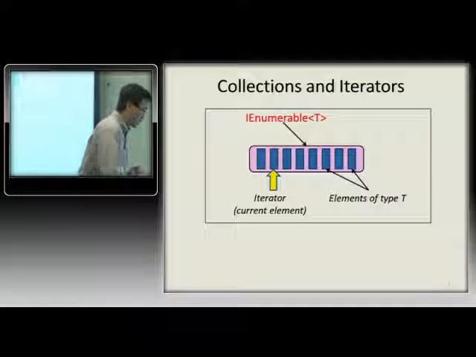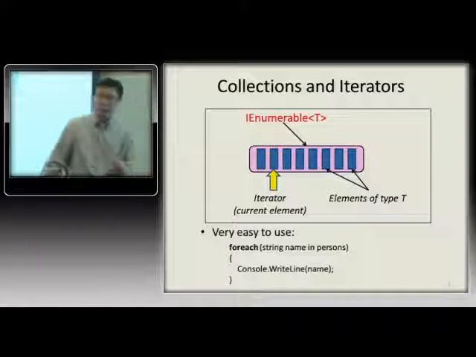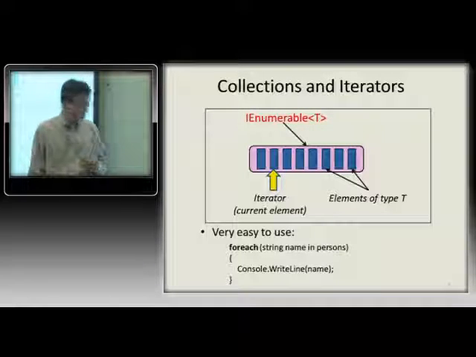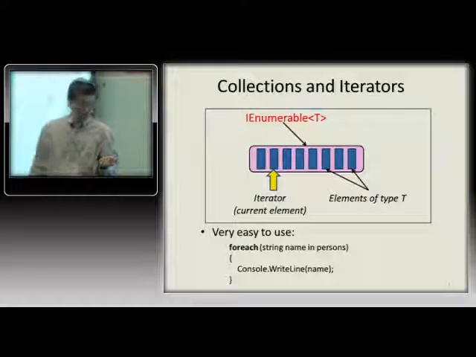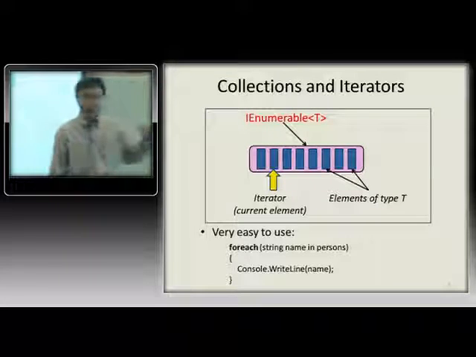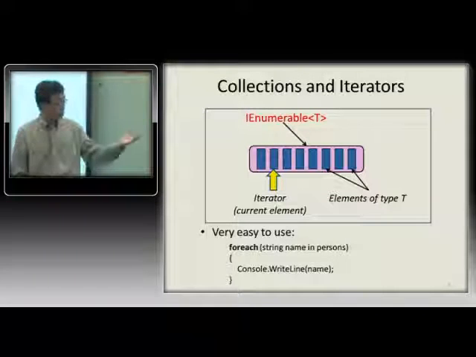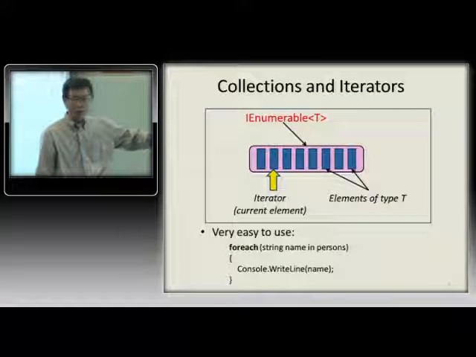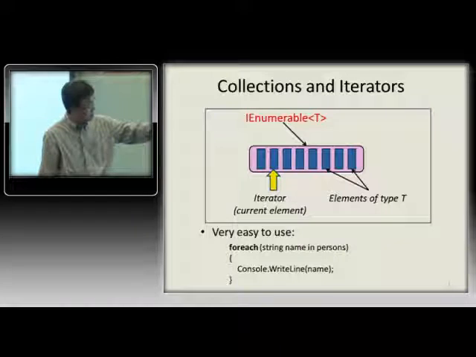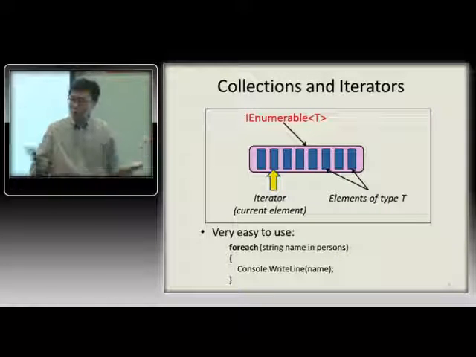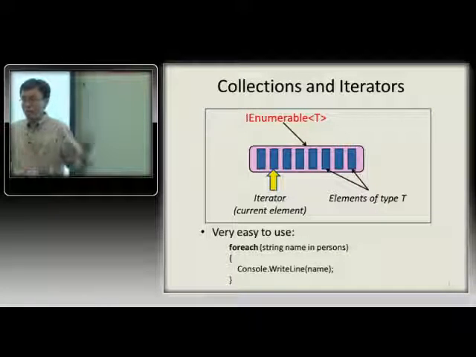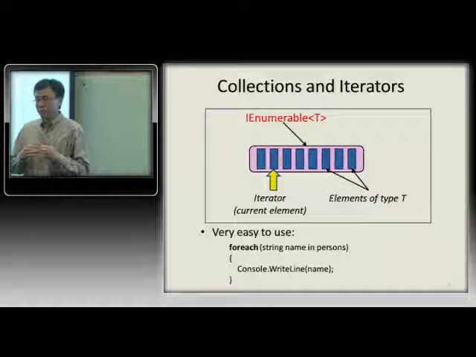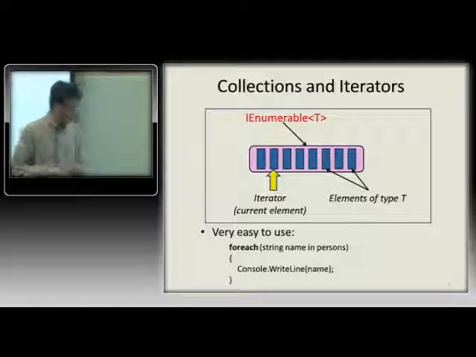One nice thing about IEnumerable is that this collection is very easy to iterate over. For instance, if you have a collection of strings, the simplest way to do it is just foreach: for every string in the persons, you iterate and do whatever you want with it. This is how you can interact with collections.